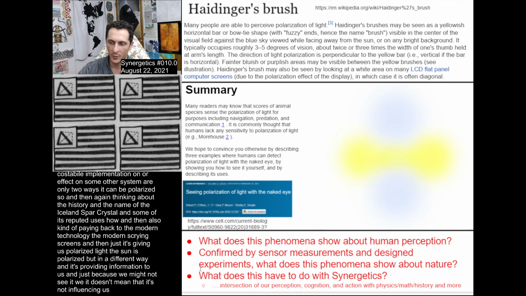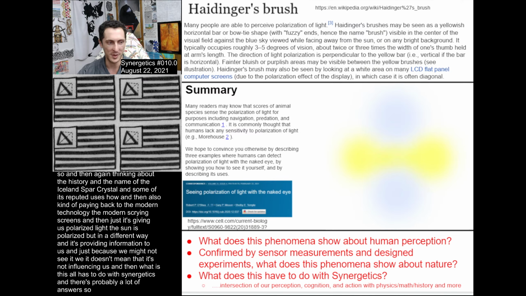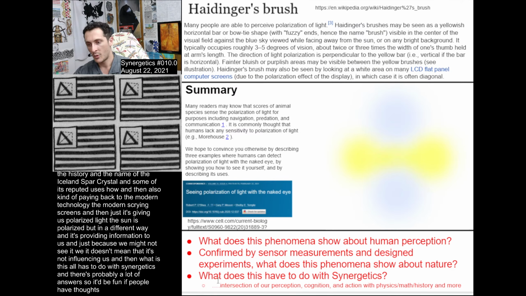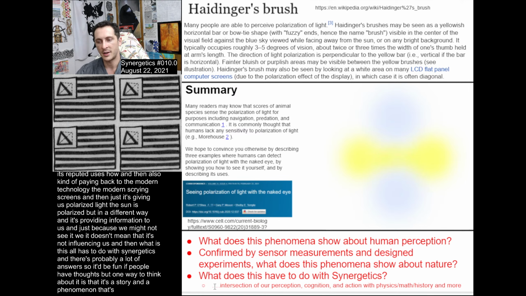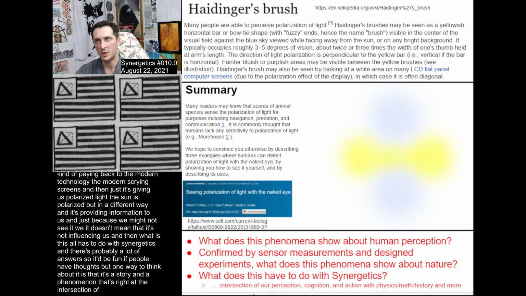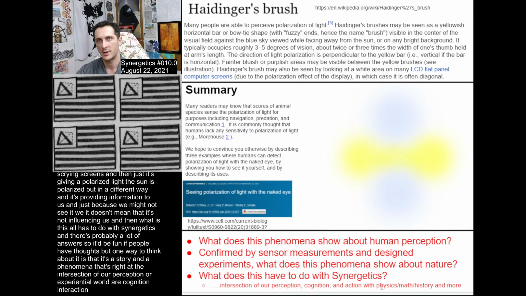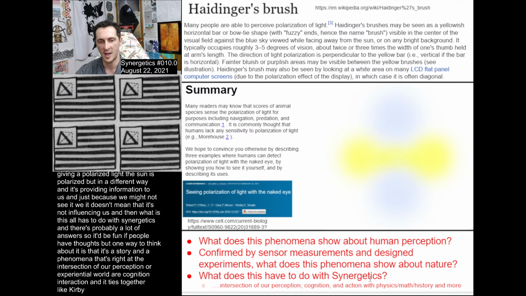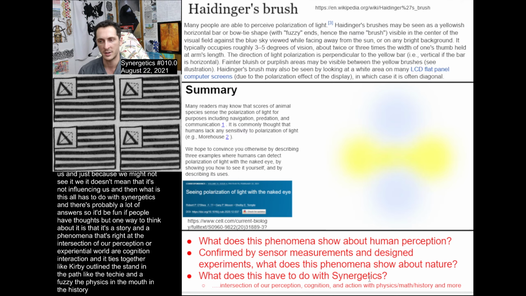And then, what does this all have to do with synergetics? There's probably a lot of answers, so it'd be fun if people have thoughts. But one way to think about it is that it's a story and a phenomenon that's right at the intersection of our perception, our experiential world, our cognition, and our action. And it ties together, like Kirby outlined, the STEM and the path, like the techie and the fuzzy, the physics and the math, and the history and the philosophy.